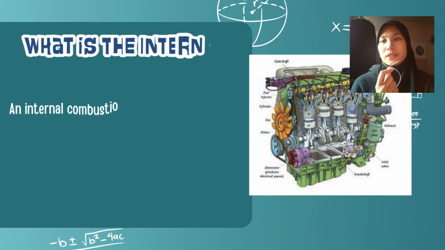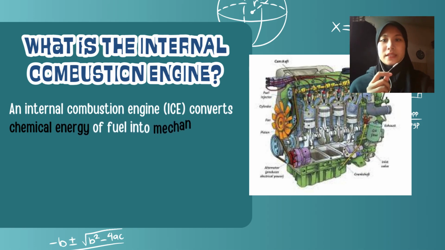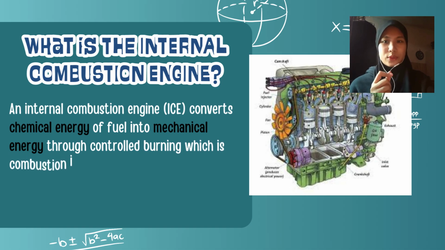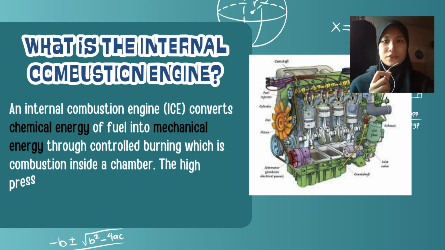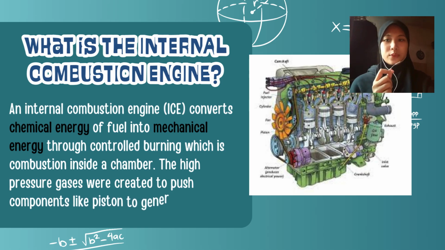Alright, so firstly we will talk about what is the internal combustion engine. An internal combustion engine is a device that we use to convert chemical energy of fuel into mechanical energy through controlled burning, which is combustion inside a chamber. And the high pressure gases will be created to push the components like piston to generate the power.